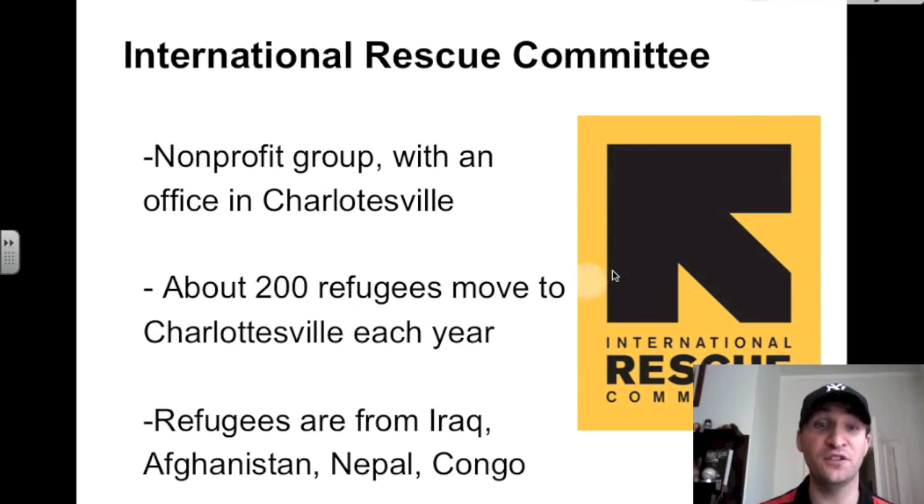Where are these refugees from? They're from Iraq, Afghanistan, in the Middle East. They're from Nepal, in Asia. They're from the Congo, in Africa. All of these countries are unstable. There have been wars that are going on. Some of these citizens are not welcomed by their government. So the IRC brings them to Charlottesville and to 21 other cities in the United States so that they can be safe.